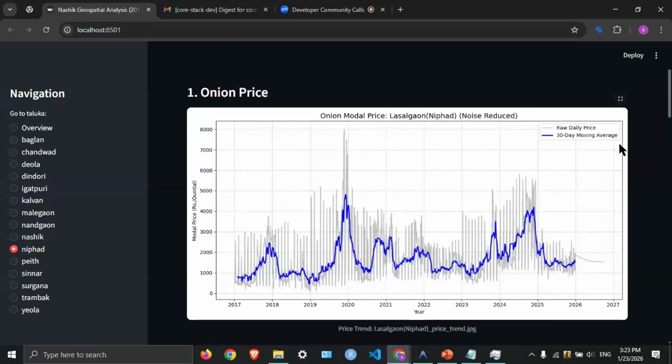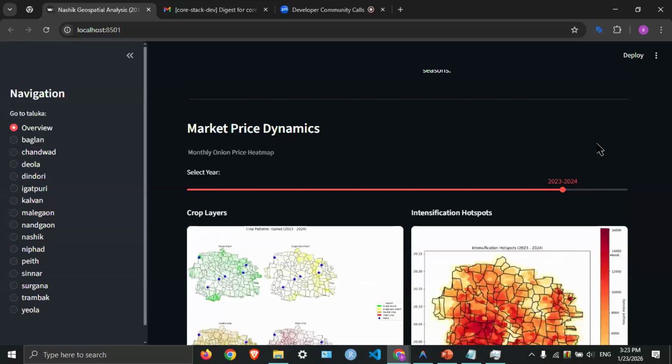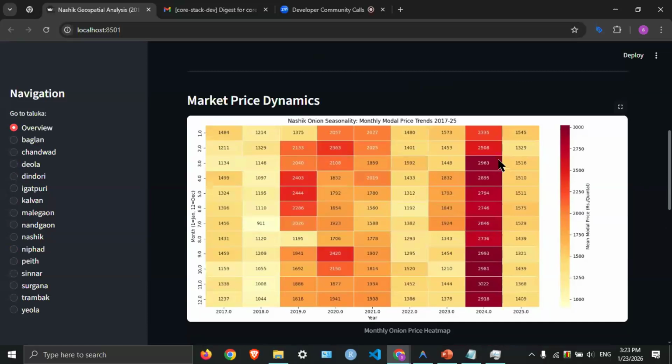if we observe in the Lasalgaon price chart, there are multiple price shocks across the period of time. During initial 2018, 2020, 2021, and another major shock occurred during mid 2024. The same thing we can also observe in the market price dynamics heat map.